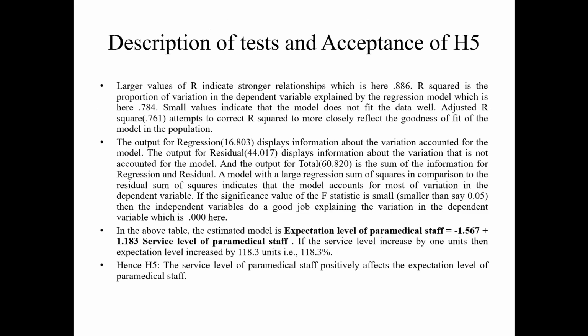60.820. So in the above table, the estimated model is expectation level of paramedical staff equals minus 1.567 plus 1.183 service level of paramedical staff. If the service level increased by 1 unit, then the expectation level increased by 118.3 units, that is 118.3% by paramedical staff.